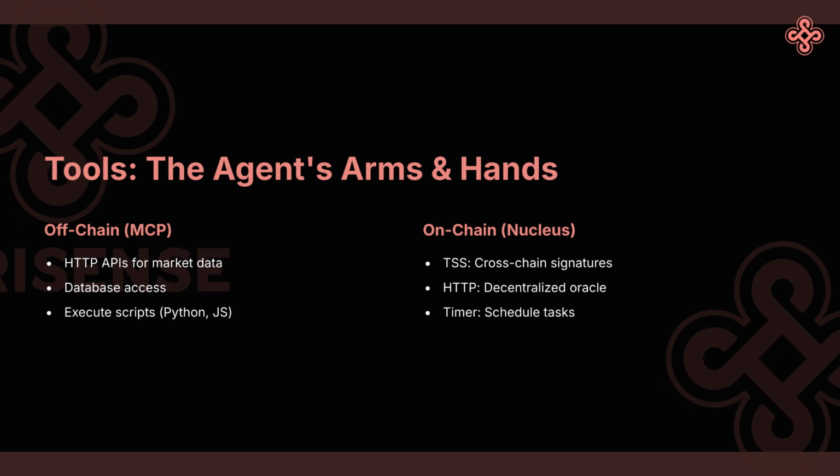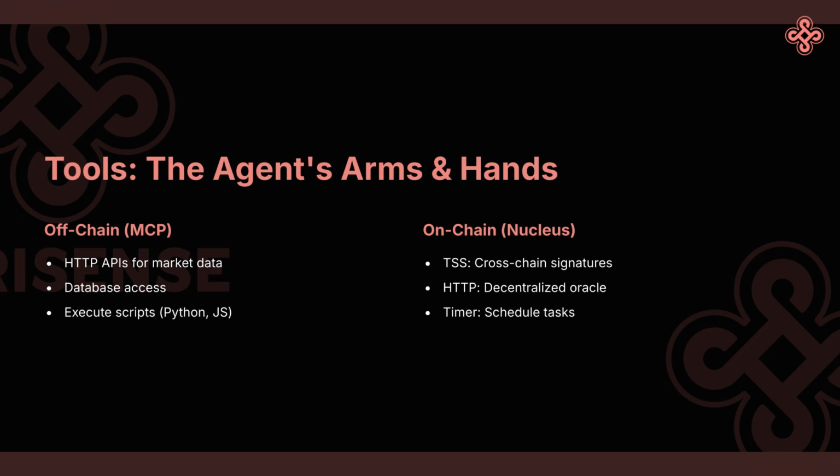Verisense supports a rich ecosystem of both off-chain and on-chain tools. First, off-chain tools. These follow what we call the MCP model, similar to multi-party computation. They let the agent securely reach external systems.